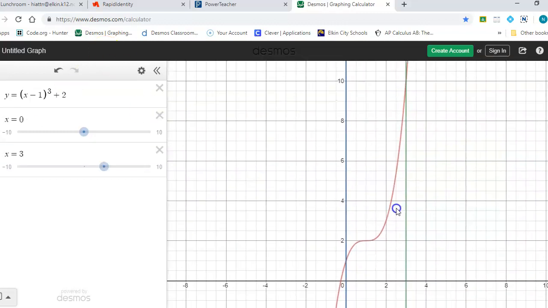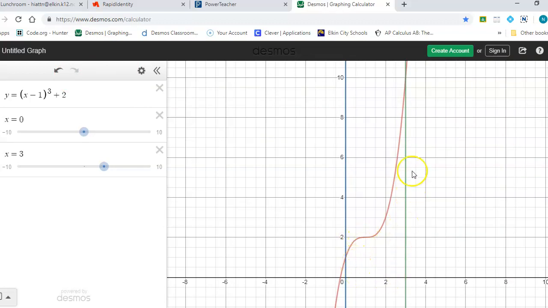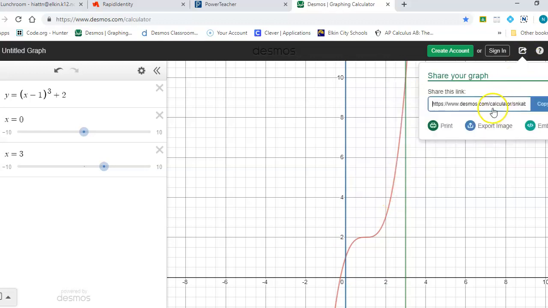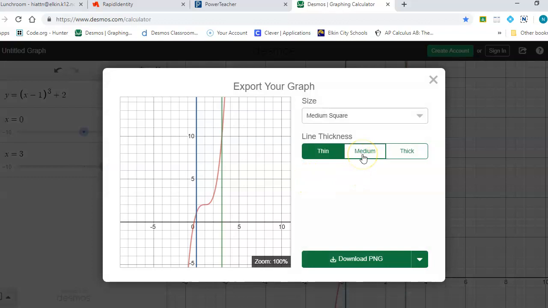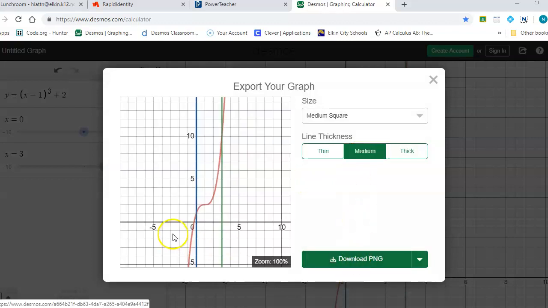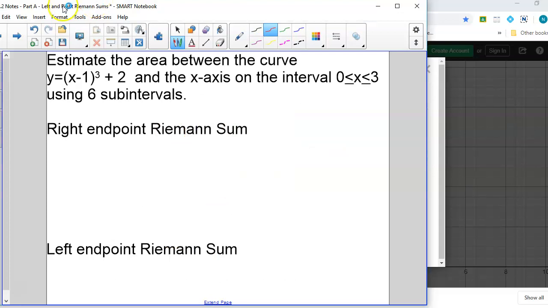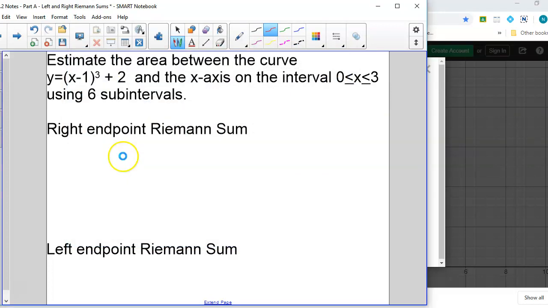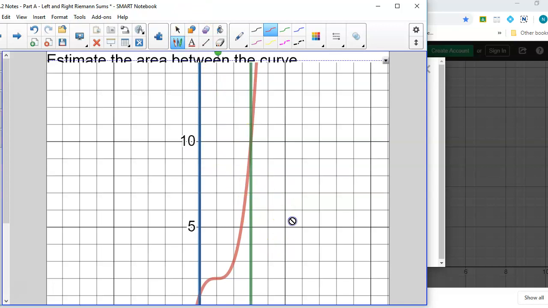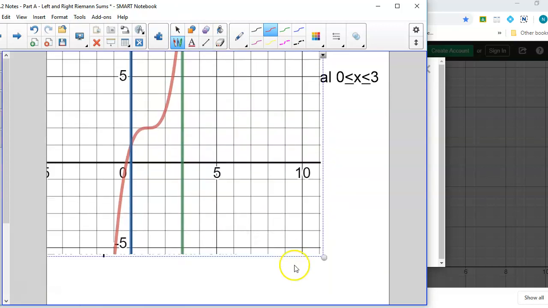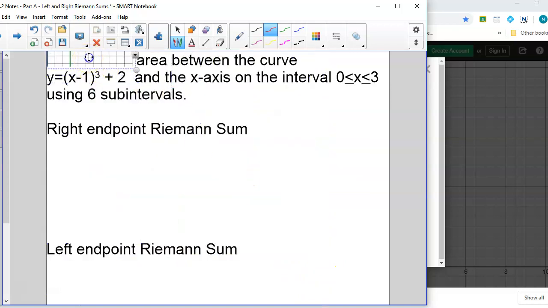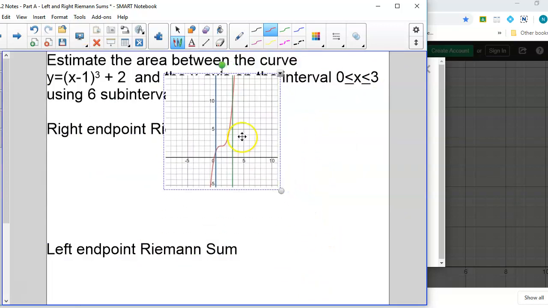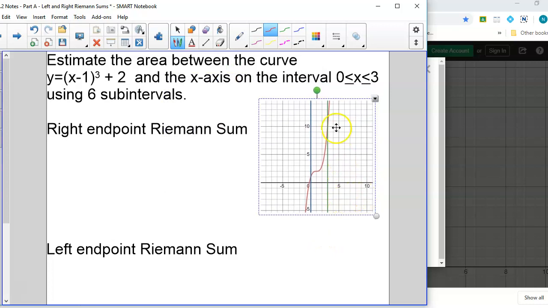Let me scroll down a little bit here. So we're looking at this area right here. So you can see what we've got here. I'm just going to export this and put this over here. Hopefully. It's going to be gigantic. Come on. And you do not have to graph these for this one. Okay?